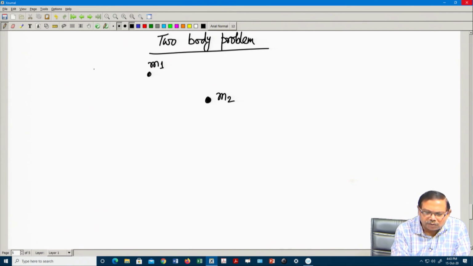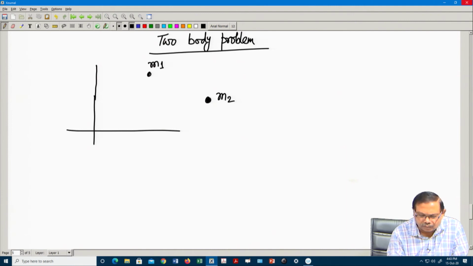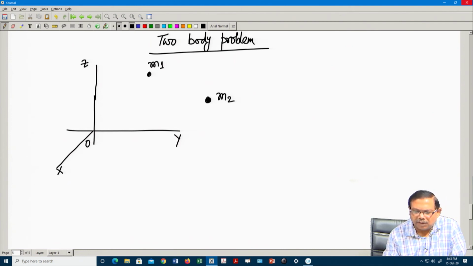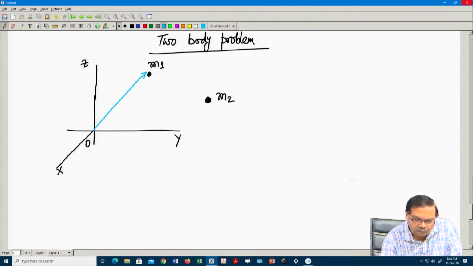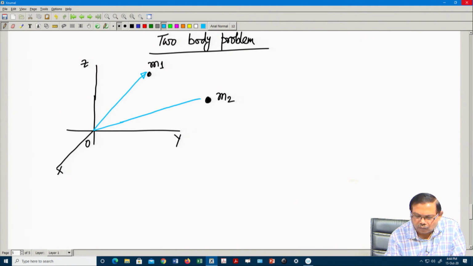So if I choose a coordinate system, then there would be a position vector for each of these two particles.